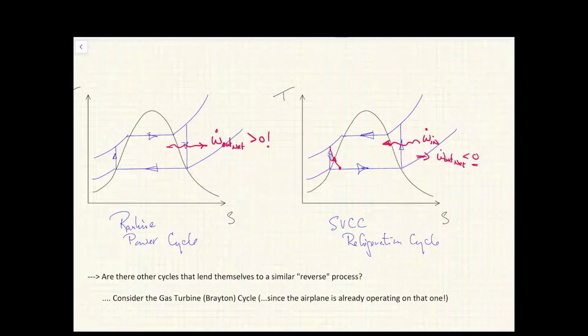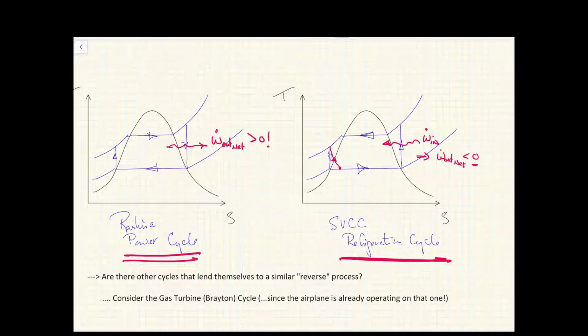So let's open up the second law. The point of this presentation, of showing these two cycles here, is that there is clearly a parallel between a power cycle and a refrigeration cycle. We've also spent some time talking about the gas turbine Brayton cycle, and that's going to be our motivation for considering the reversed Brayton cycle.